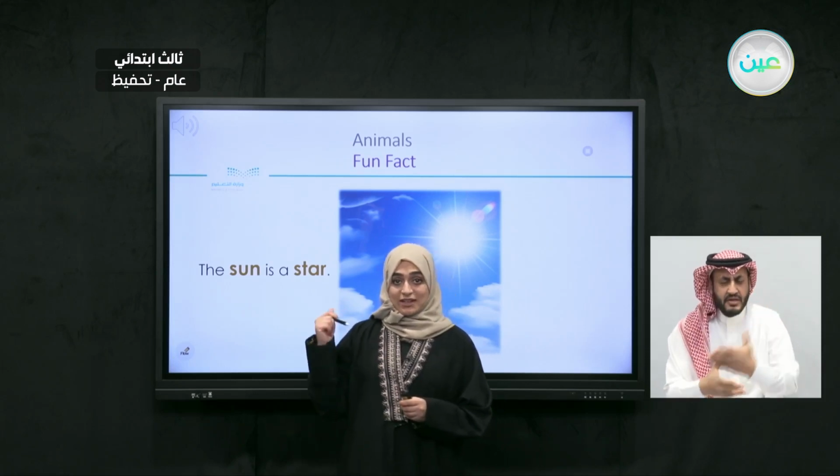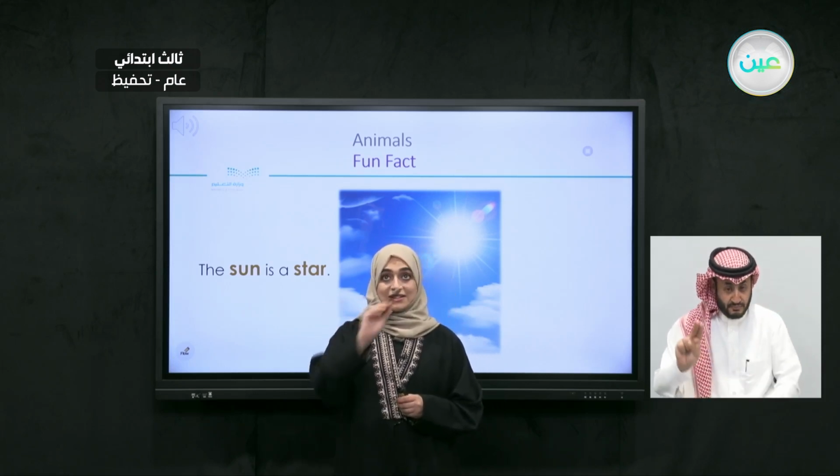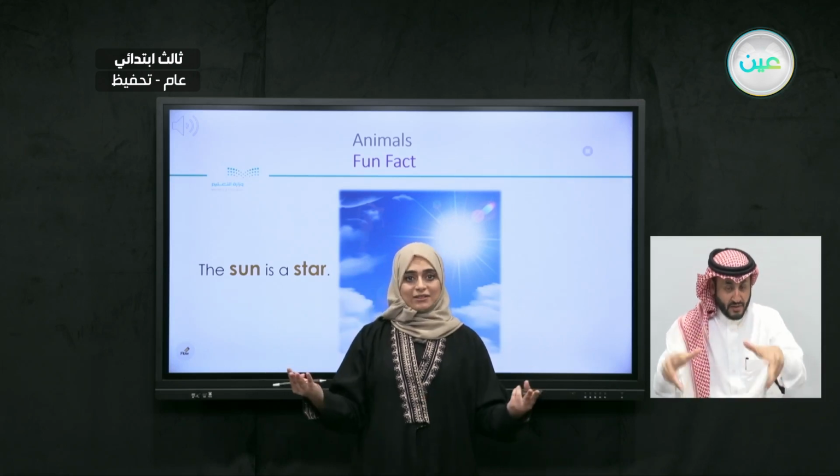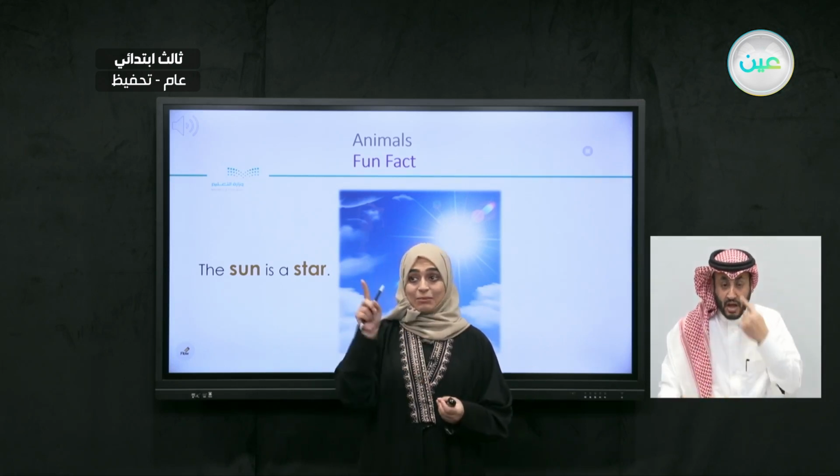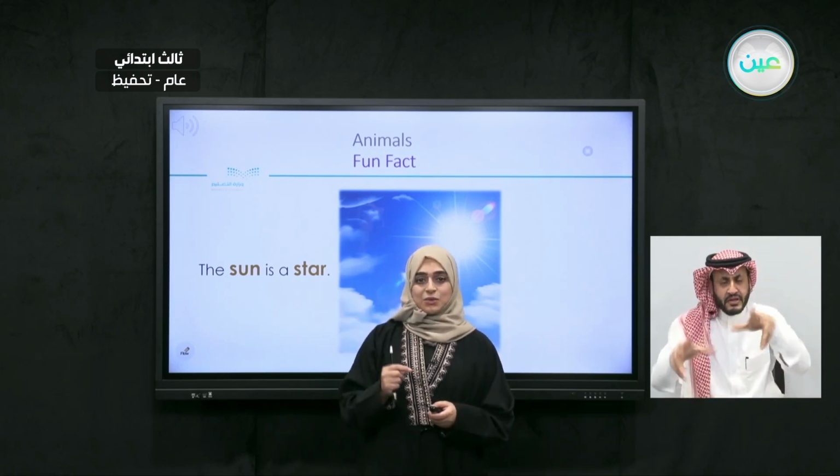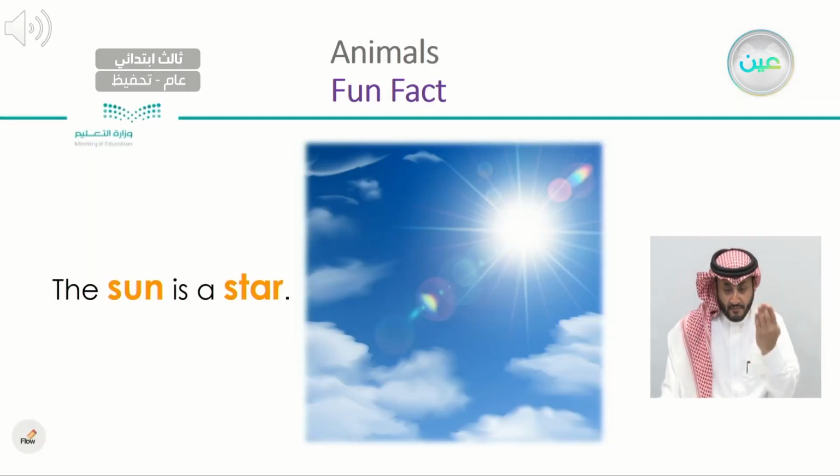Do you know what the sun is? It starts with the letter S. It's in the sky. Why is it bright? We can see in the day because of the sun. Let's read the sentence together. The sun is actually a star.